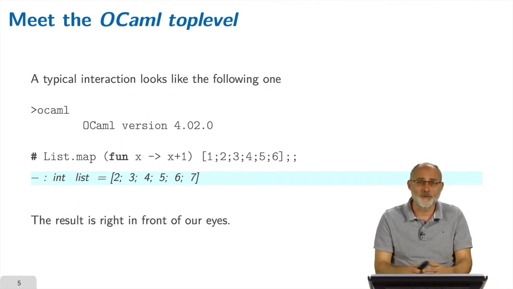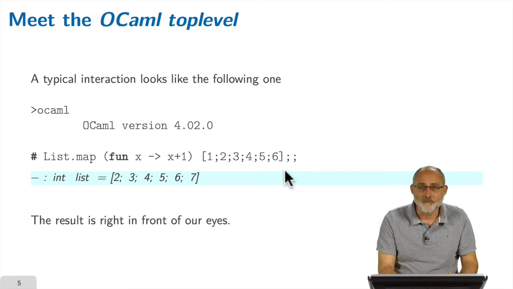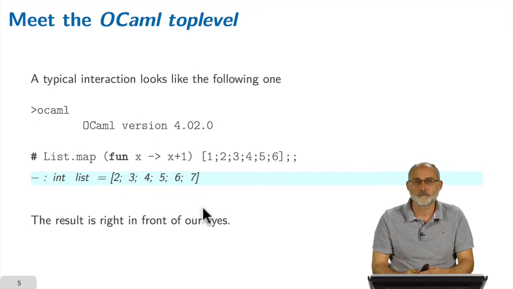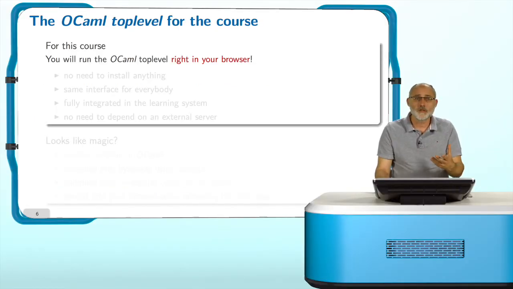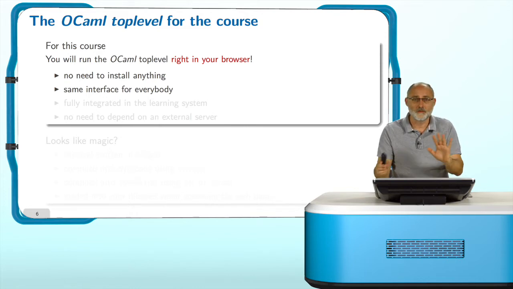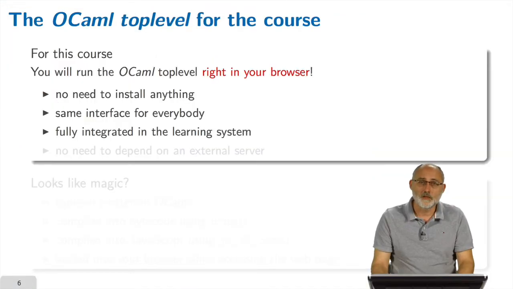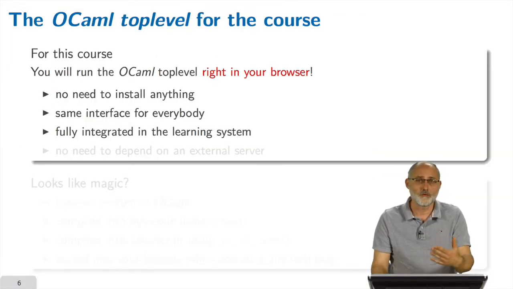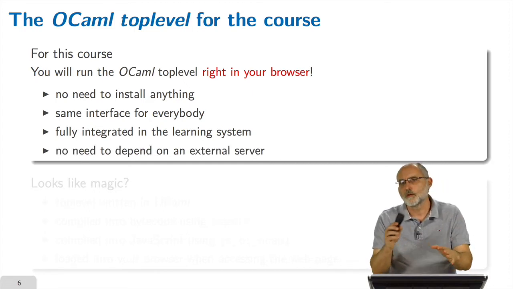I didn't need to write a parser to read this particular data structure here, or a printer to print the data structure out. For this course, you will run the OCaml top level right in your browser. There is no need to install anything. You just go to the page of the exercises, and it will just open up for you. You will have the same interface for everybody, no differences or hassles. It is fully integrated in the learning system, so the result of what you type will be saved from one session to the other. And there is no need to depend on an external server.